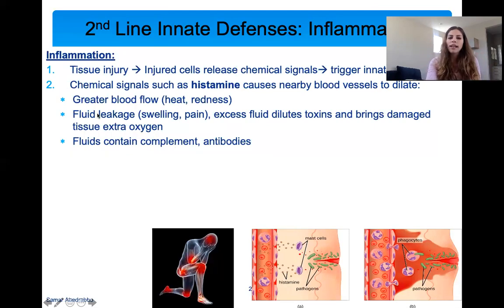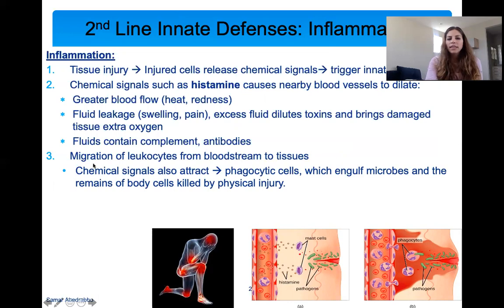So you get a lot of fluid leakage. And when you have a lot of fluid, you can dilute toxins and microbes and bring extra oxygen, which will help with healing. Fluids also contain the complement proteins, which, remember, help get rid of the microbe in 3 different ways: by opsonization, which is phagocytosis, you can cause the microbe to lyse, or inflammation. So this is the inflammation part. Then you get your white blood cells, your leukocytes, to get to the infected tissue.